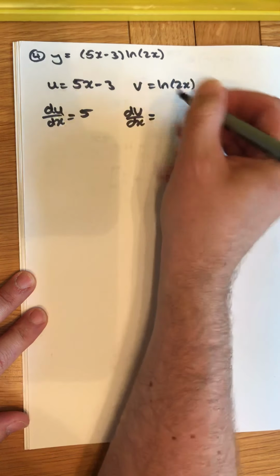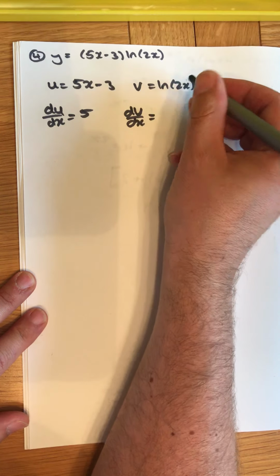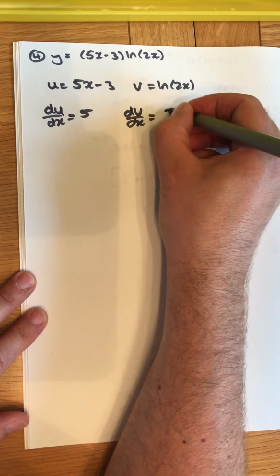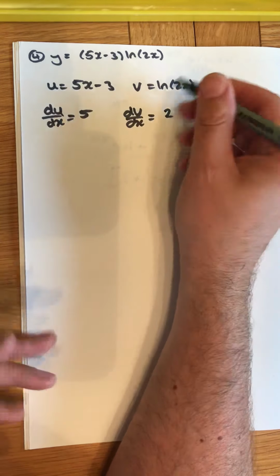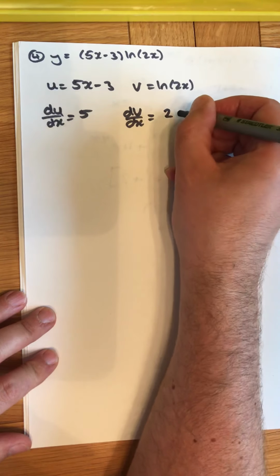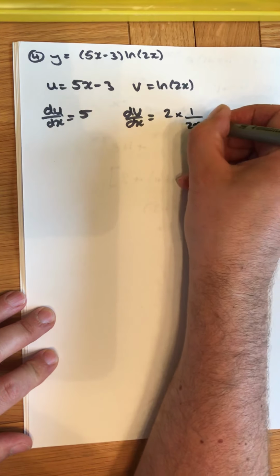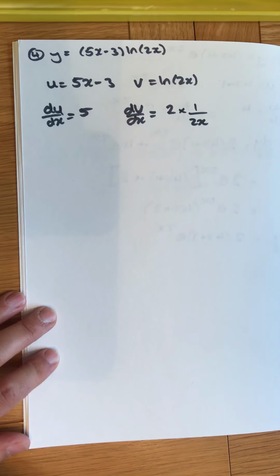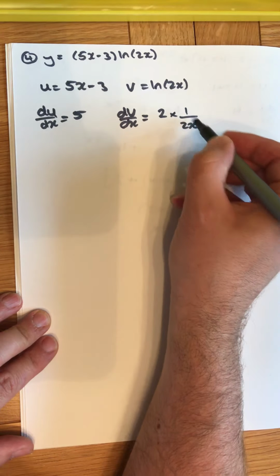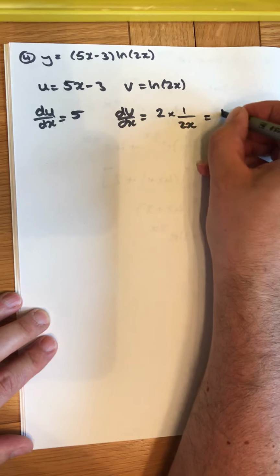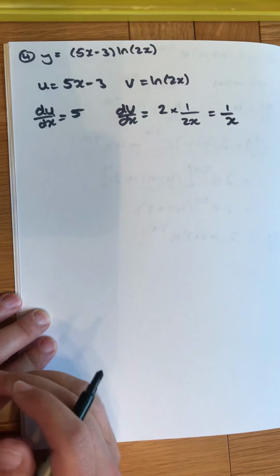Again, I'm going to have to do a bit of chain rule here, differentiate the bracket, I'm going to get a 2. When you differentiate ln of something, you get 1 over the something, 1 over the bracket. So it'll be 2 times 1 over 2x. So doing a little bit more working out here for you. But if I do 2 times 1 over 2x, it'll be 2 over 2x. That'll just be 1 over x. So that simplifies down quite nicely.